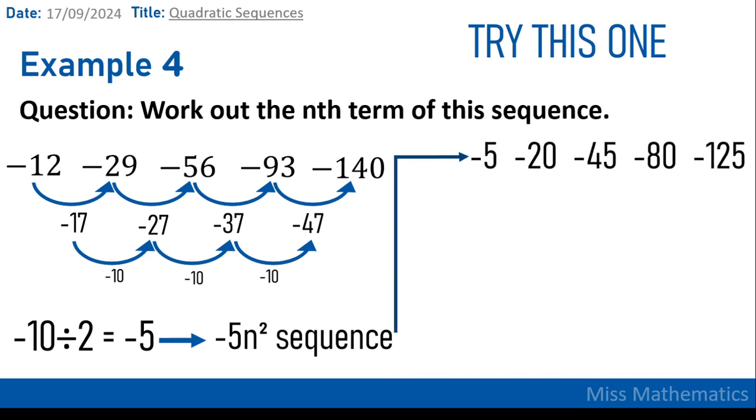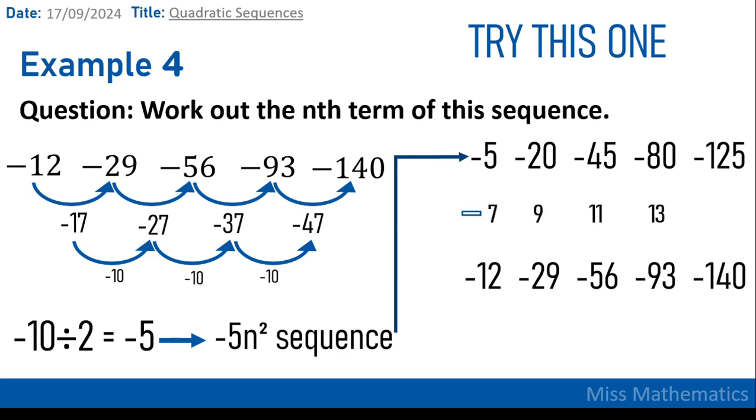The sequence for minus 5n squared is 1 squared times minus 5, 2 squared times minus 5, 3 squared times minus 5, and so on. We get minus 5, minus 20, minus 45, minus 80, minus 125. Comparing that to the original sequence we have, to get from each term of the minus 5n squared sequence to the original sequence, you have to minus 7, minus 9, minus 11, minus 13, and minus 15.